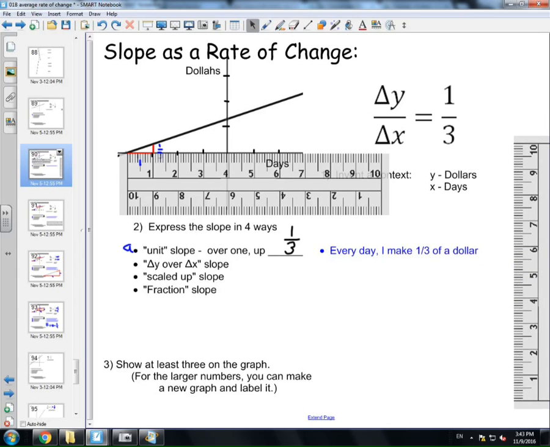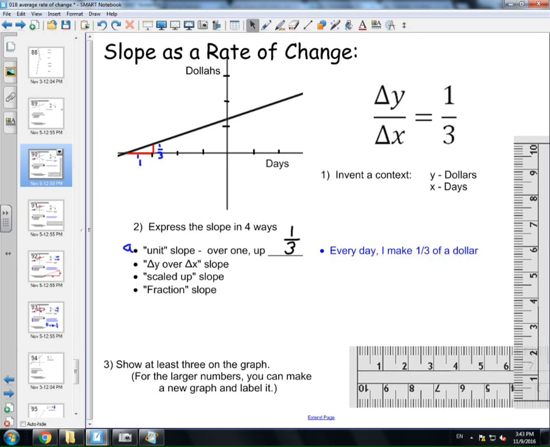So my graph now labeled shows every day I make 1/3 of a dollar. Oops, I lost something here. What I meant to say was, every day I make 1/3 of a dollar. My graph says every 1 day I go up 1/3 of a dollar more.